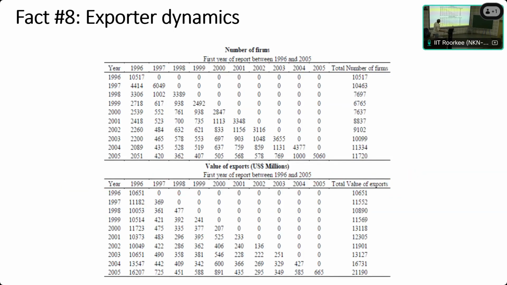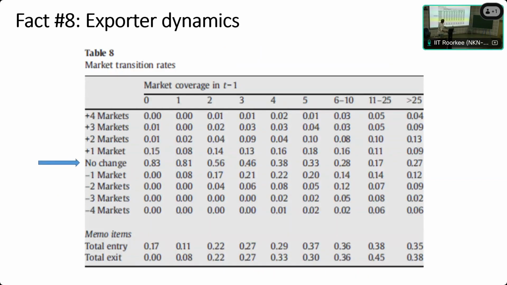You can see here in 1996, there are about 10,000 exporters, and it drops down to about 2,000. This is for the US. You can see in the market coverage, in terms of the market transition rates, there is no change in year zero. 83% of the farms actually do not export, and then it goes down once the number of markets increases.